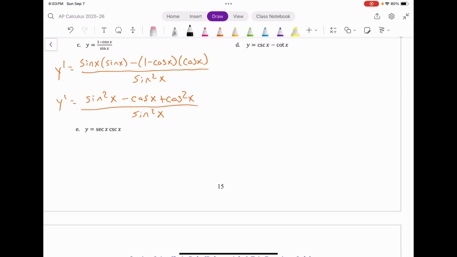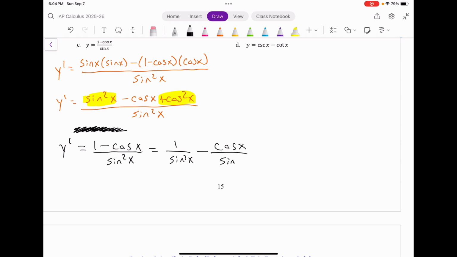Let me get rid of this just so I have more room. So that, what I have highlighted, is equal to 1 by that Pythagorean identity. So we got 1 minus cosine x over sine squared x. So we could break that up into 2 fractions, right? That would be 1 over sine squared x minus cosine x over sine squared x.